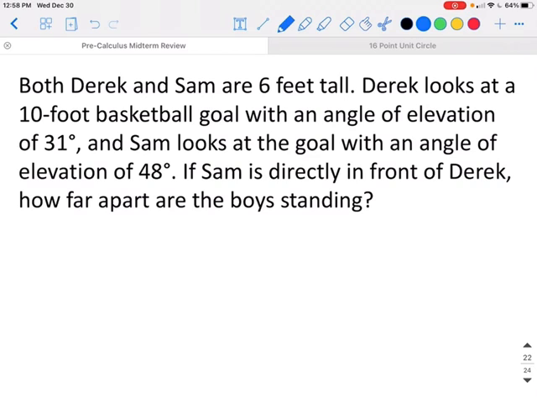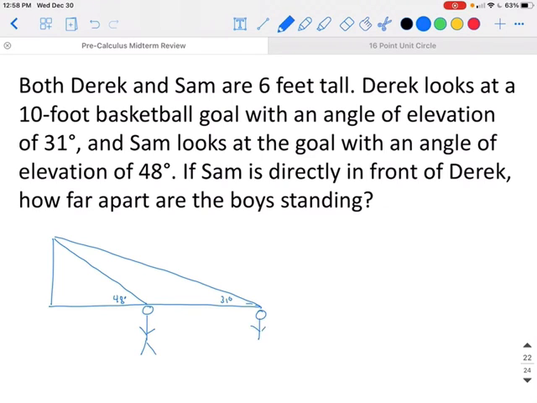Both Derek and Sam are 6 feet tall. Derek looks at a 10-foot basketball hoop at an angle of elevation of 31 degrees. And Sam looks at the goal at an angle of 48 degrees. If Sam is directly in front of Derek, how far apart are the two boys standing?